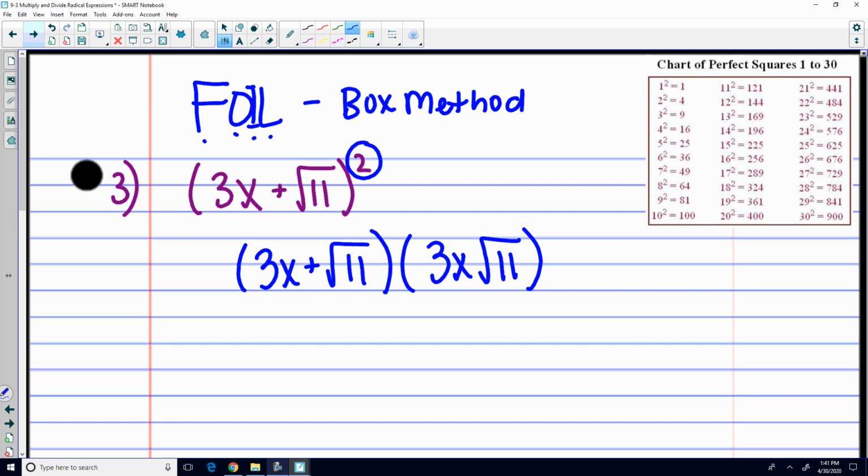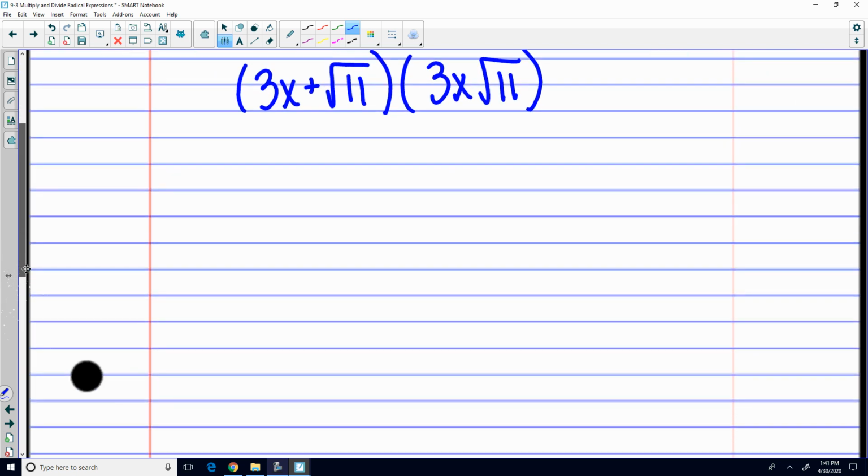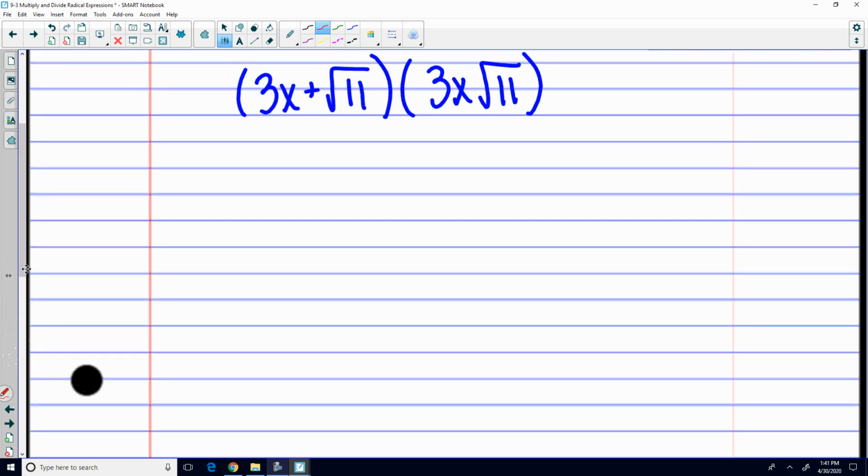When I square a binomial, I must use the box method. You do not just make that 9x squared by multiplying 3x times itself, and you don't square the square root of 11 to make it square root of 121, you'd be missing the middle term. So we have to do the box method for this, and that's what I'm going to use because I think that's what you're most comfortable with. So let's use the box method to multiply these. I'm going to draw my box.